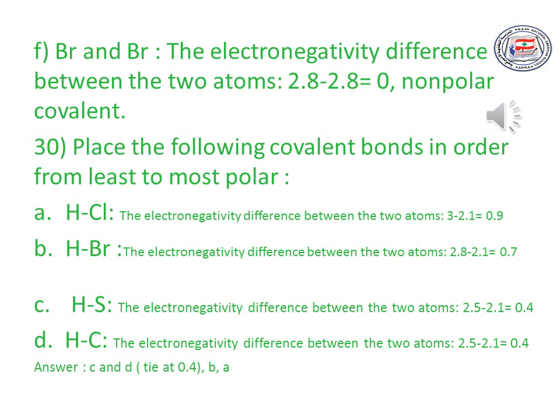Part A, hydrogen and chlorine, 3 minus 2.1 equals 0.9. Part B, hydrogen and bromine. The electronegativity difference between the two atoms is 2.8 minus 2.1 equals 0.7. Part C, hydrogen and sulfur, 0.4. Part D, hydrogen and carbon is also 0.4. So the answer is that C and D are least polar and they are the same, then B, and then A.